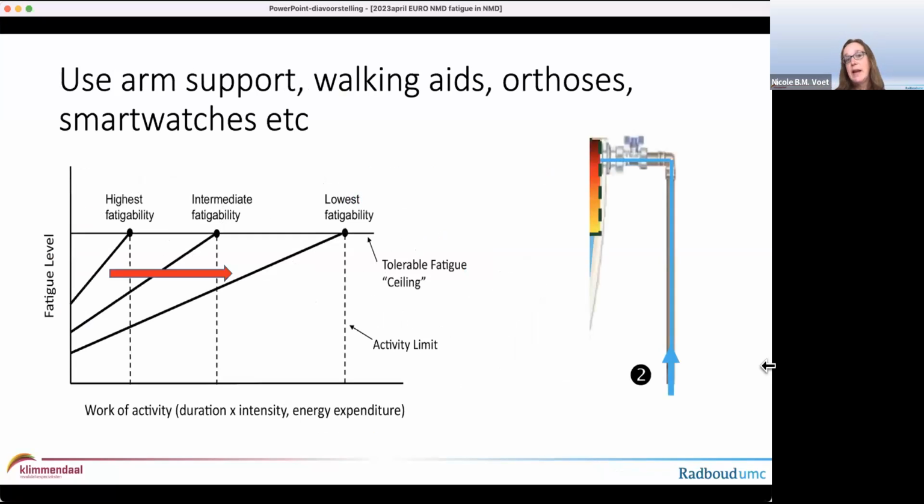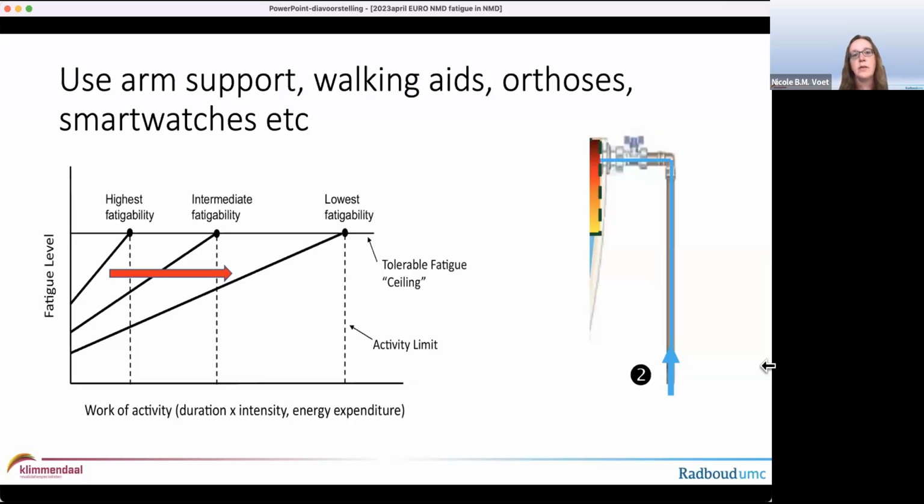And please, as patients, use arm support, use walking aids, use orthoses, smartwatches when indicated. Don't be afraid that you become lazy by using walking aids, because they help you to lower the fatigability during exercise and activity. So you can increase your activity, and with that, the aerobic capacity, and lower the fatigue level in daily life.